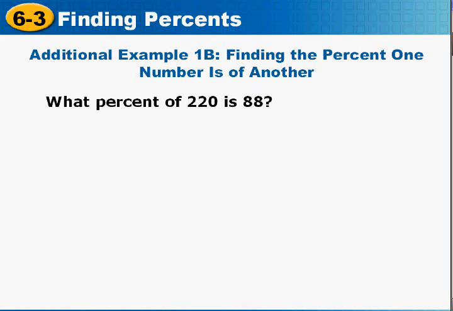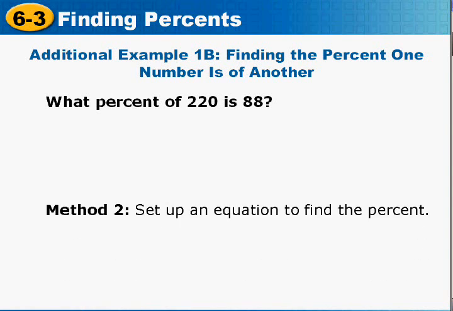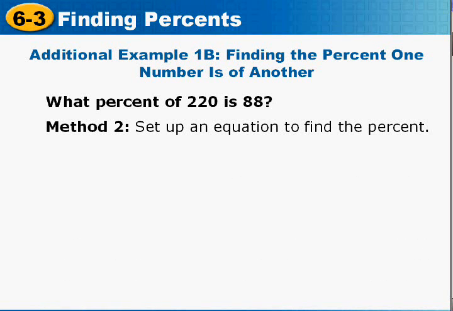Additional example, finding the percent one number is of another. What percent of 220 is 88? This is the second method. It's just to jump right into the equation. So if you're comfortable with proportions, use method 1. If you're not, and you're more comfortable with just jumping into equations, use method 2.